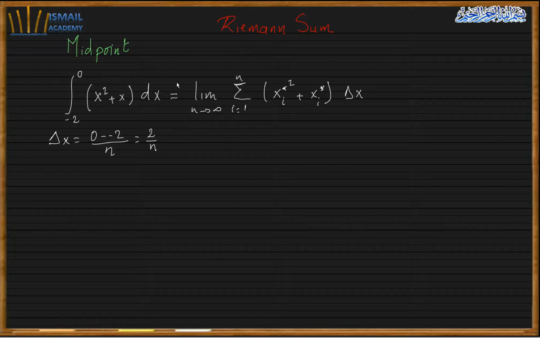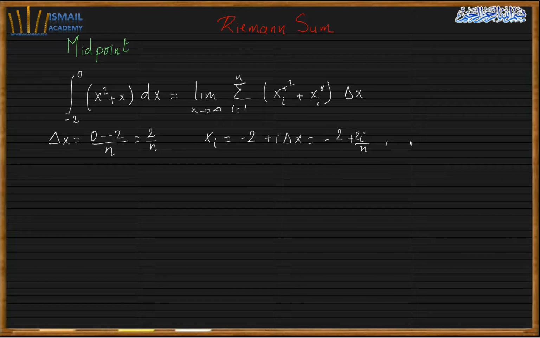Now the x star is the midpoint, so to find out the midpoint, we know that the midpoint is the midpoint of the endpoints. So first thing I need to find out is the endpoint. So I'm going to find out what is x_i. x_i is always the first boundary, which is minus 2, plus i delta x, which is equal to minus 2 plus i times 2 over n, which is 2i over n. So this is the endpoint.